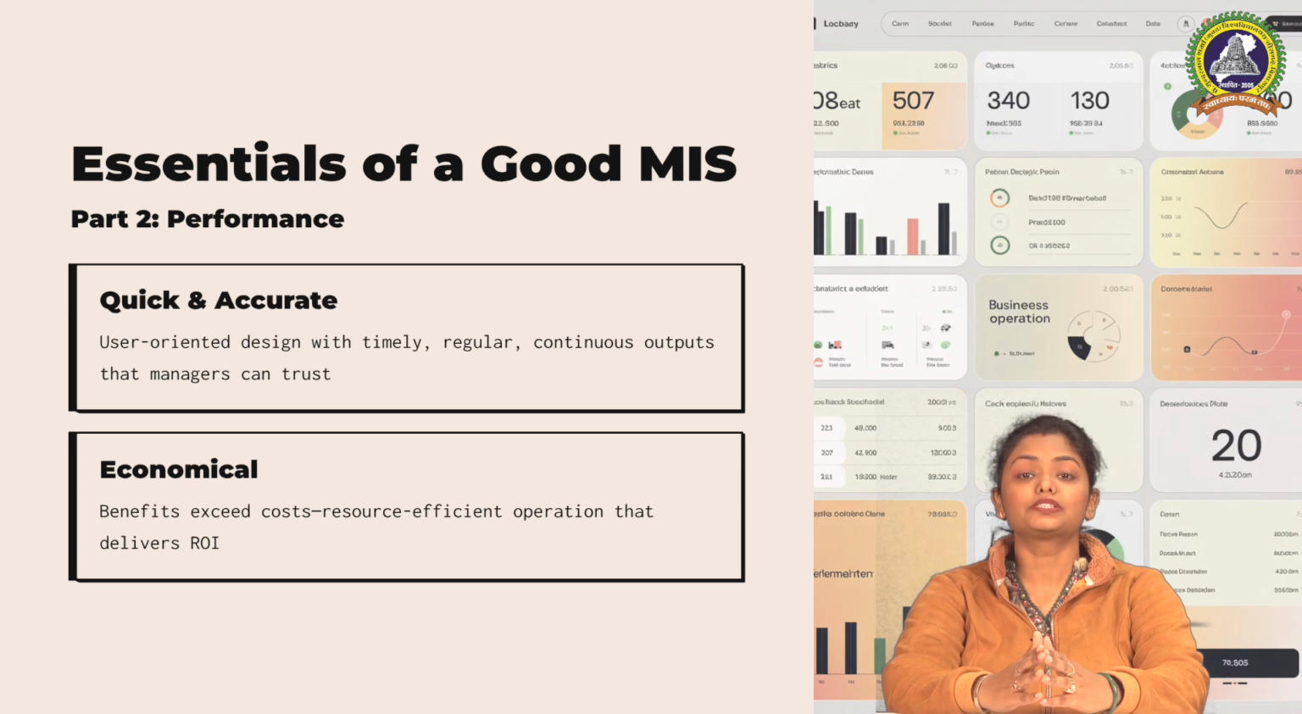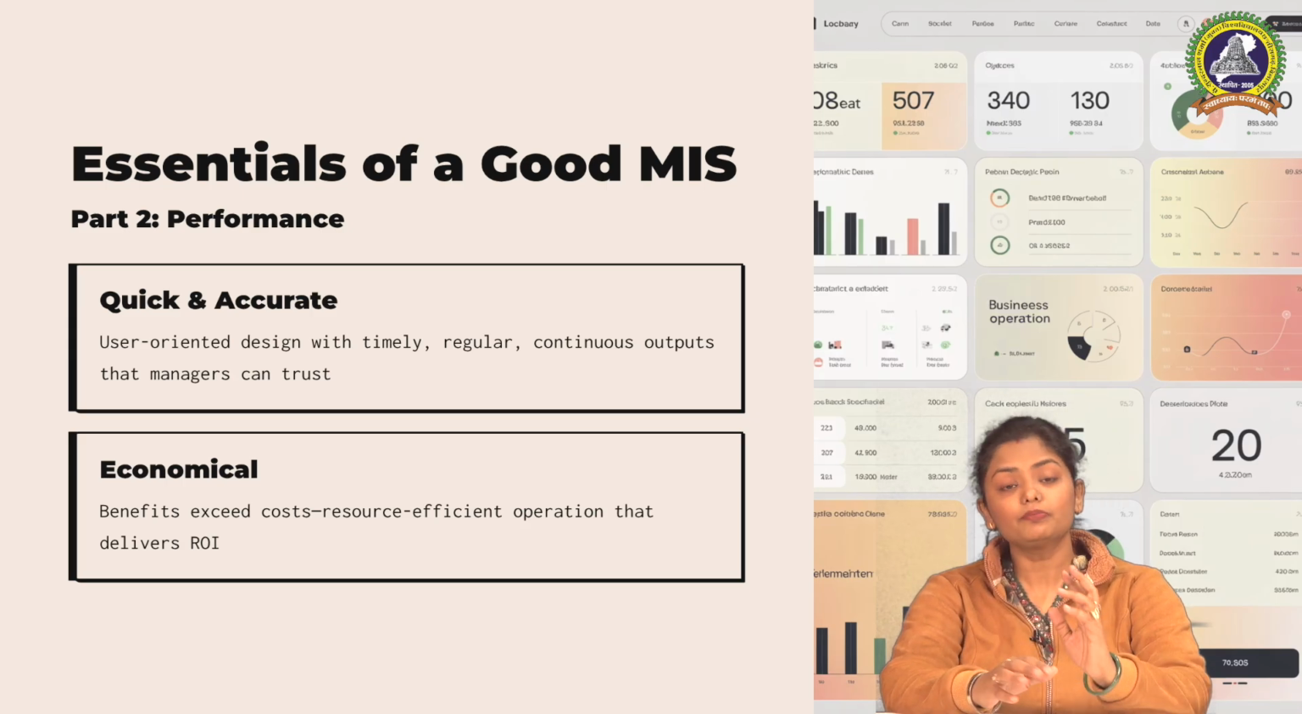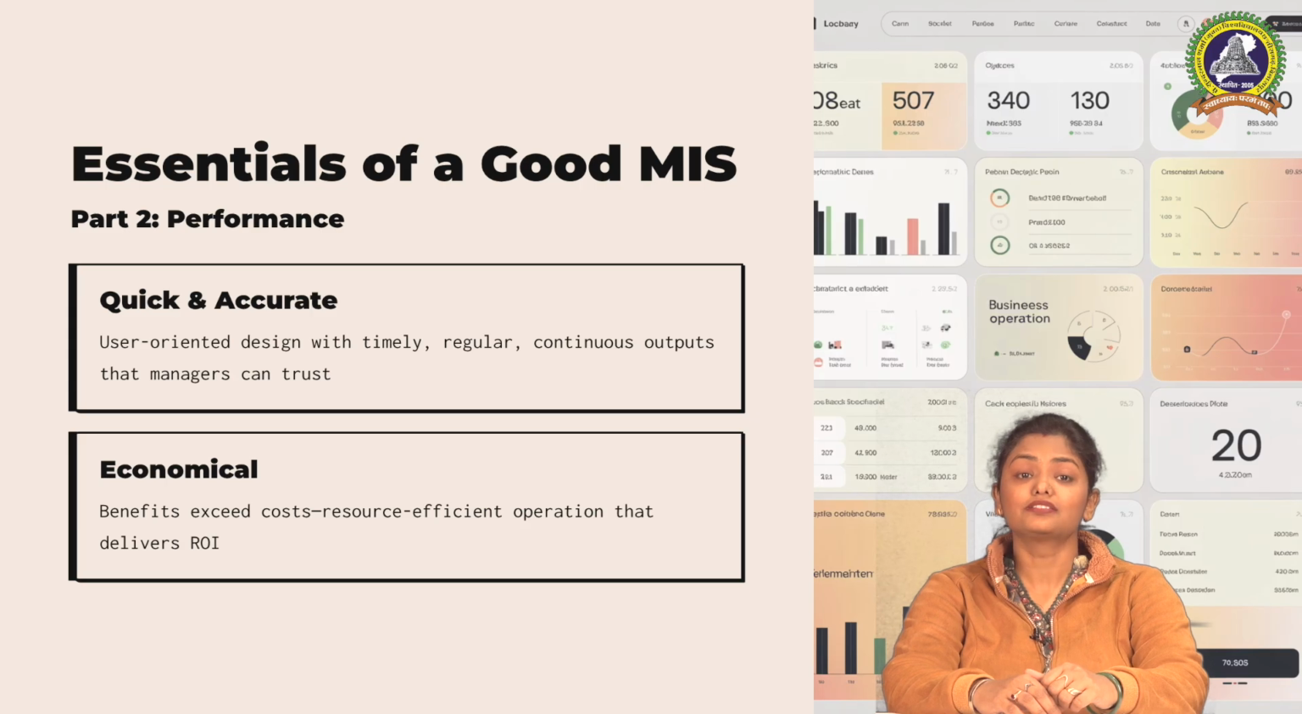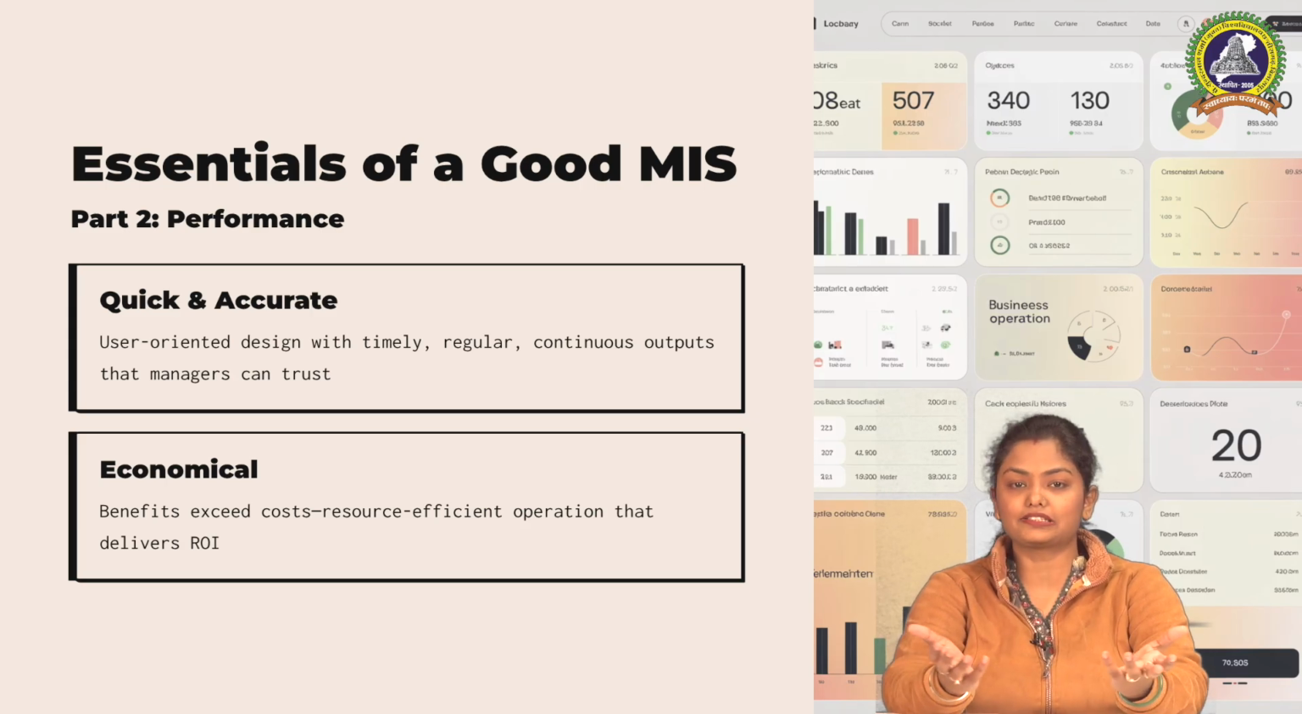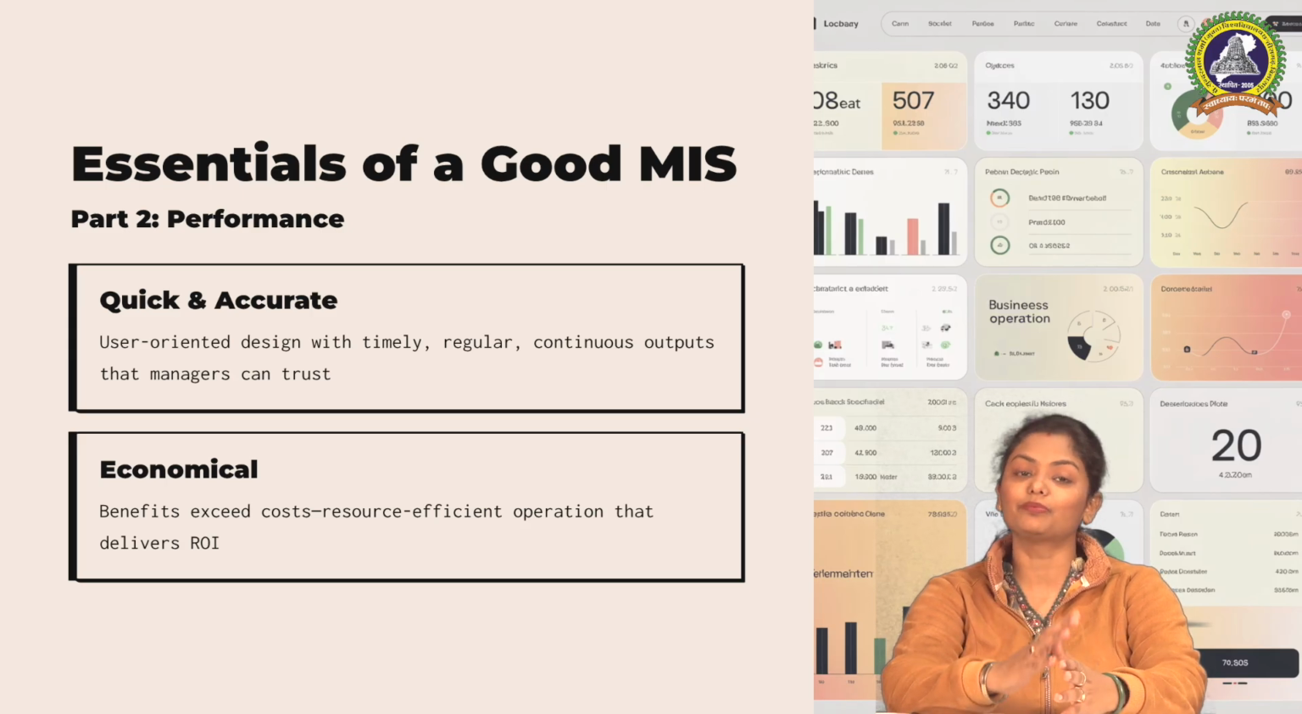Fourth, the system must be economical. This means it must not be very costly to operate. The value and the benefit it gives to the company must be greater than the expenditure on it. We must remember that the MIS is a service and support function. It is not directly productive like a factory assembly line. Therefore, it must provide maximum benefit at a minimum cost.